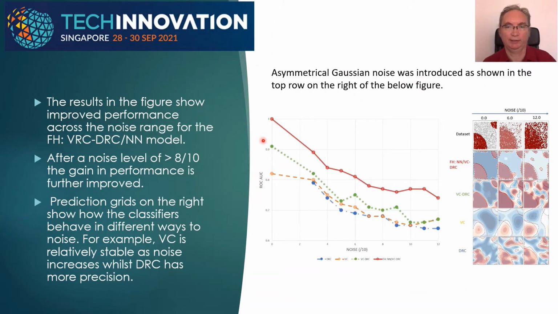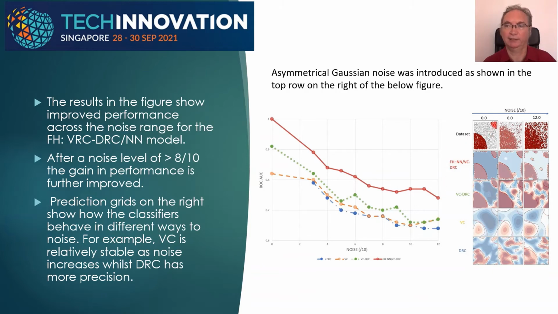And here we can see some results. This is our ROC AUC against increasing noise. And the red line is our hybrid model, which is outperforming the other classifiers. Even at the higher levels of noise, it still has a good performance.